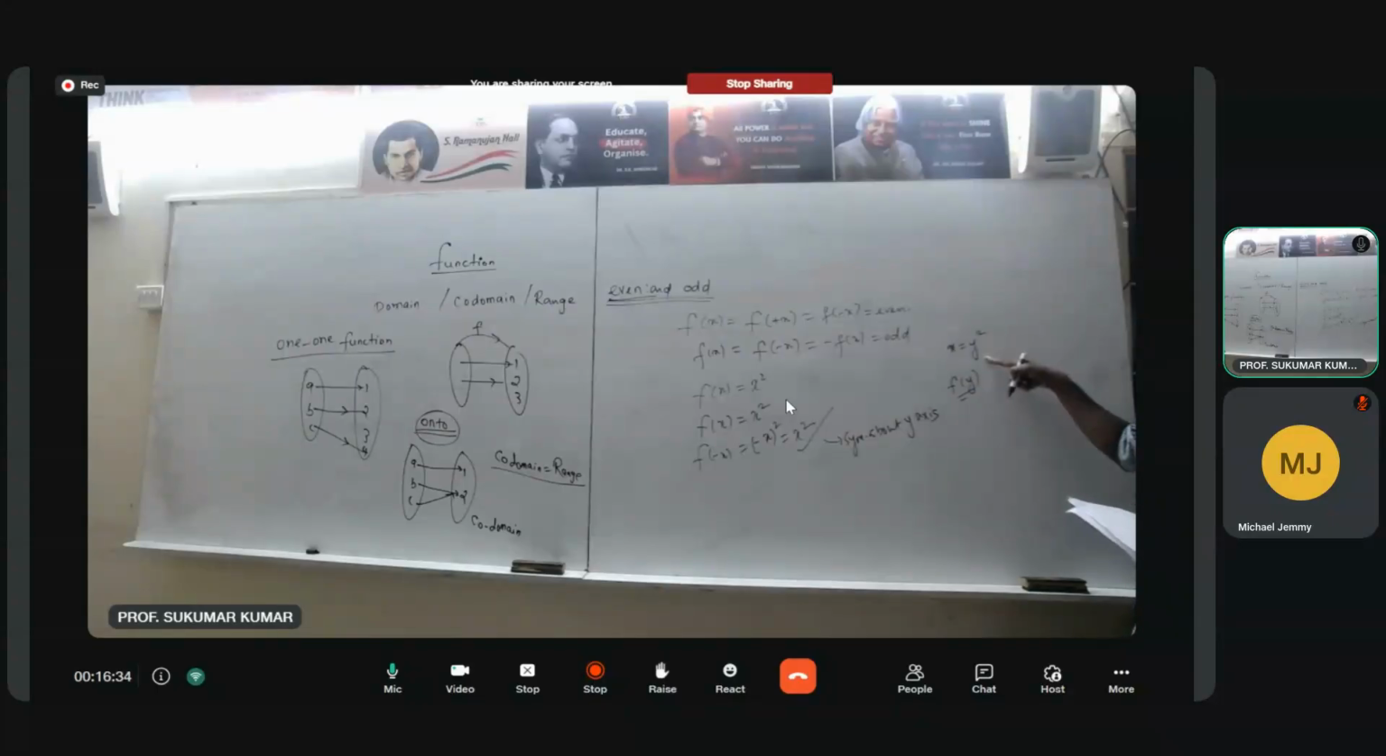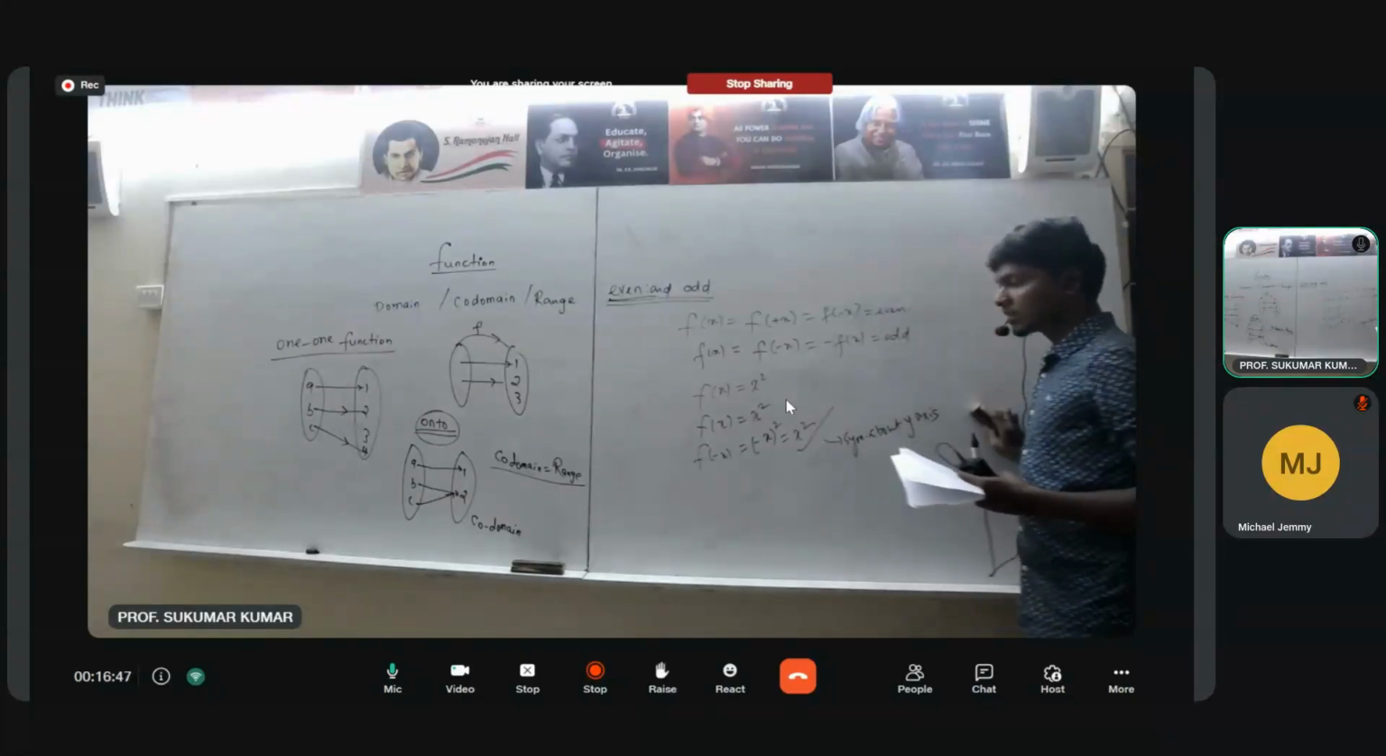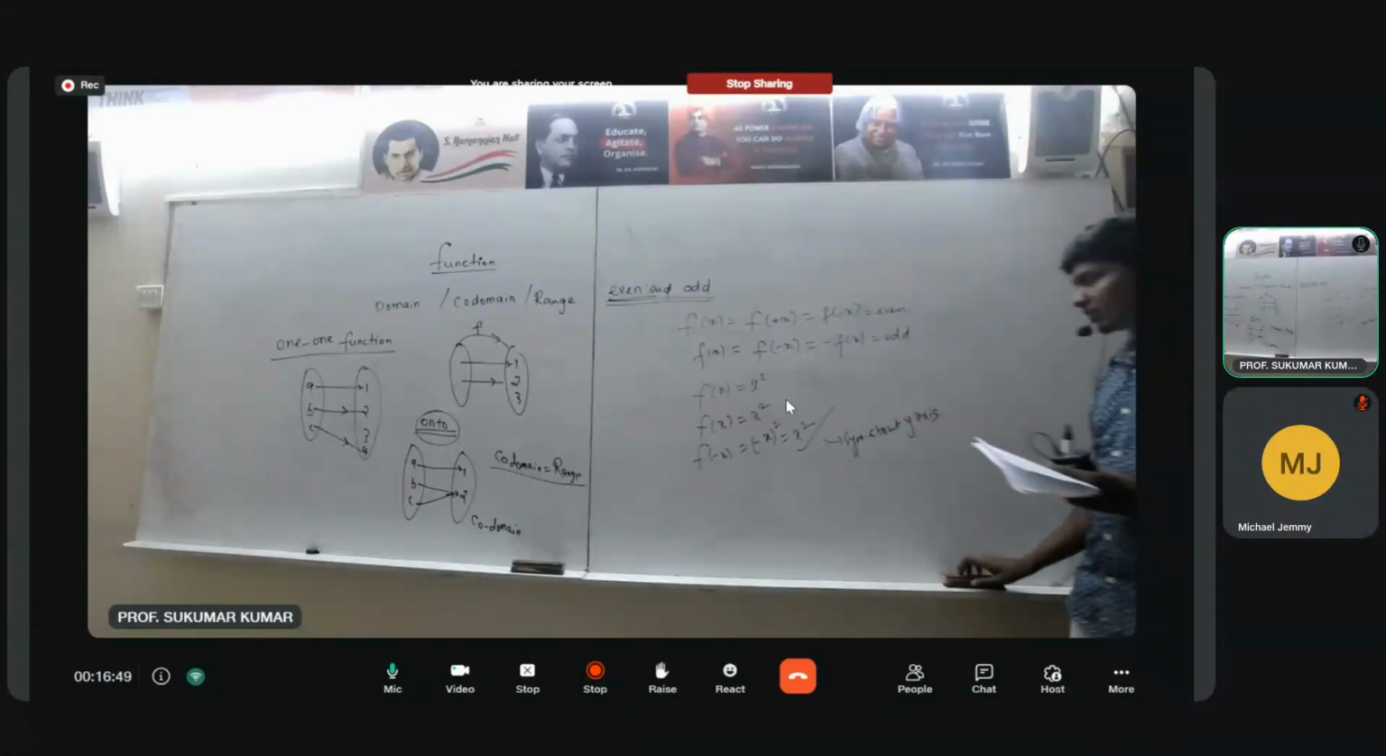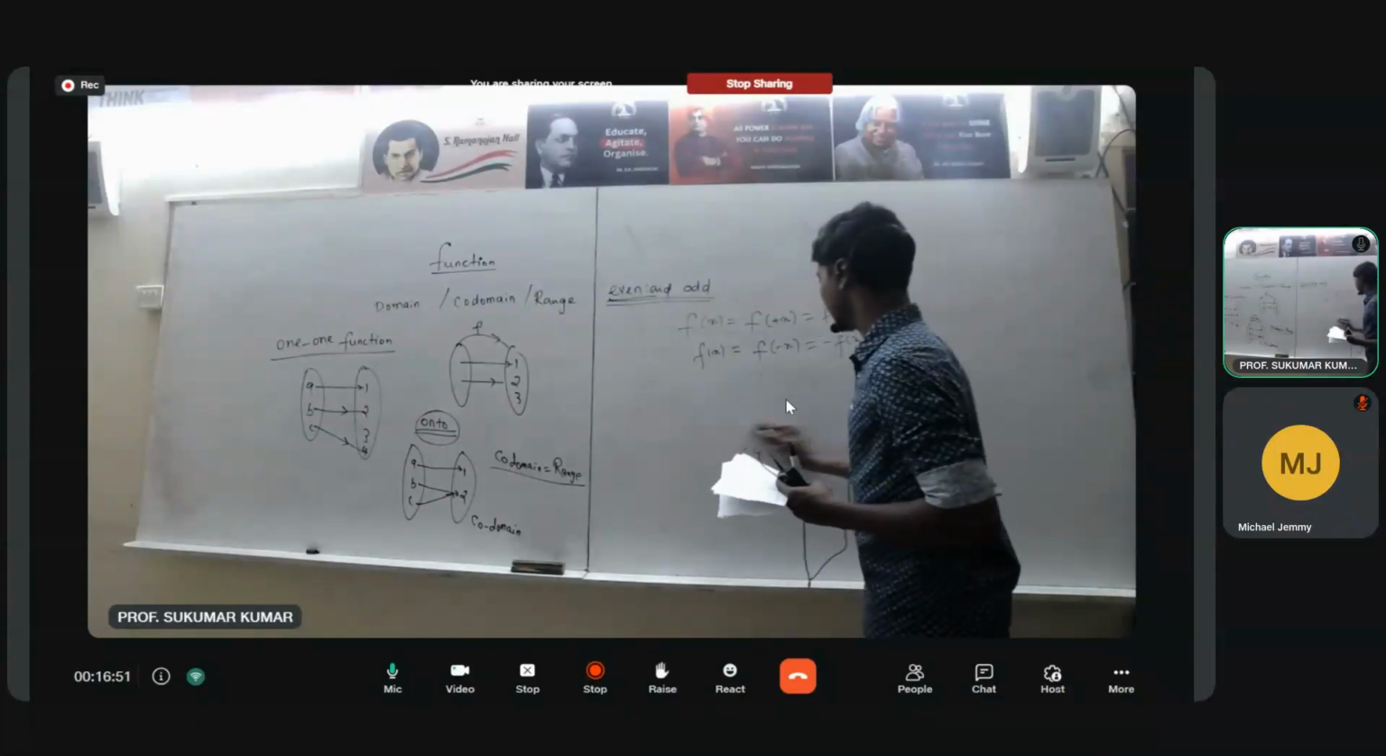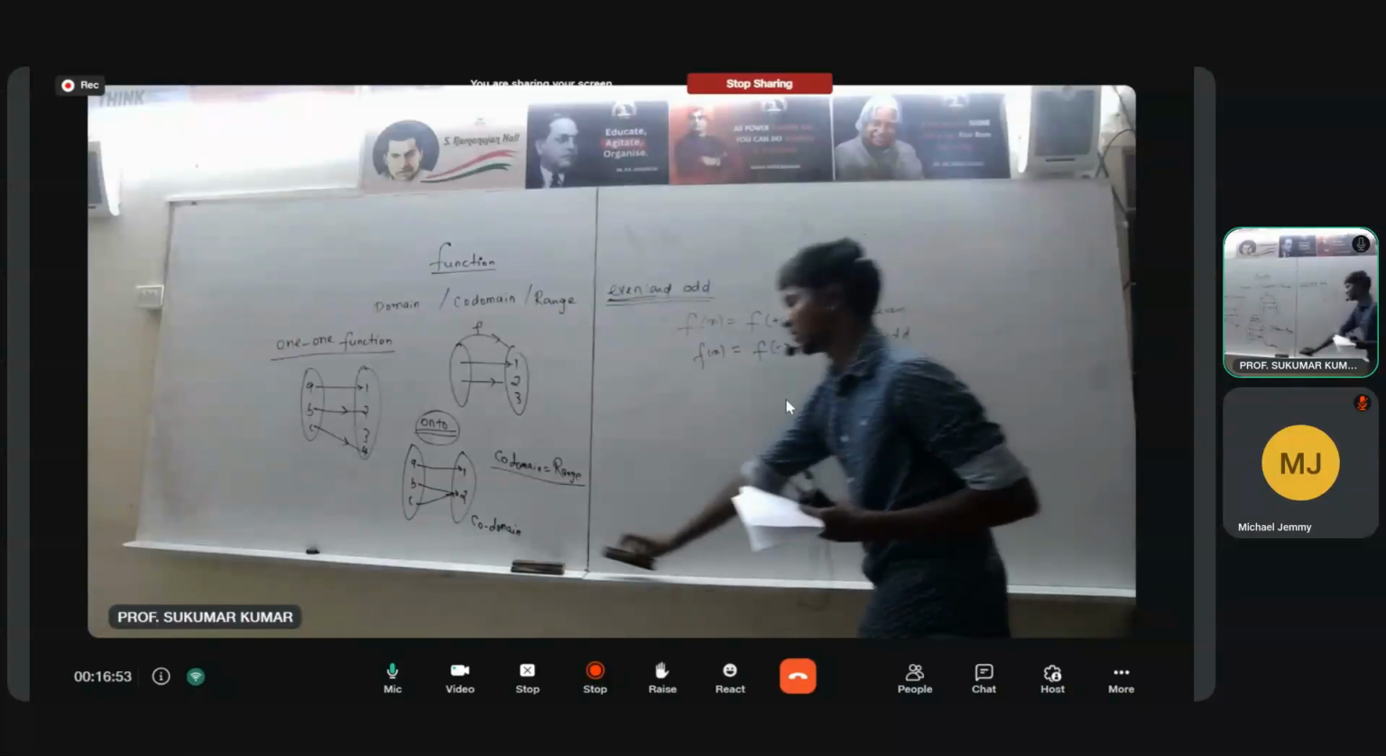Here minus y, again y square, plus y square, right? So if you are applying that value y, the function will be symmetrical about the x axis. Got it? But an odd function is always symmetrical about the origin. Got it?